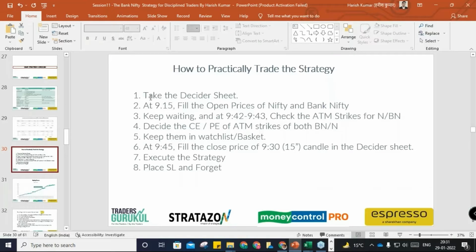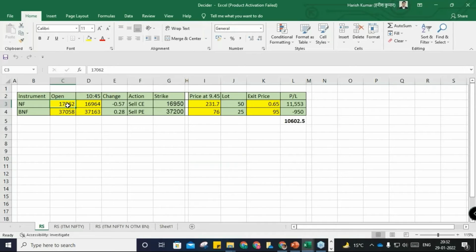So at 9:15, you have to fill the open prices of Nifty and Bank Nifty. That is the spot price, not the futures prices. At 9:15, when the market opens, you will just fill the Nifty open price and the Bank Nifty open price. And at 10:15, not 10:15, sorry, this is not 10:45. This is 9:45. Just wait.